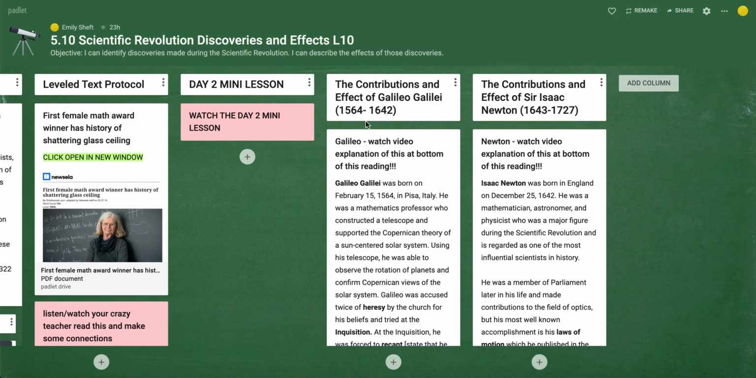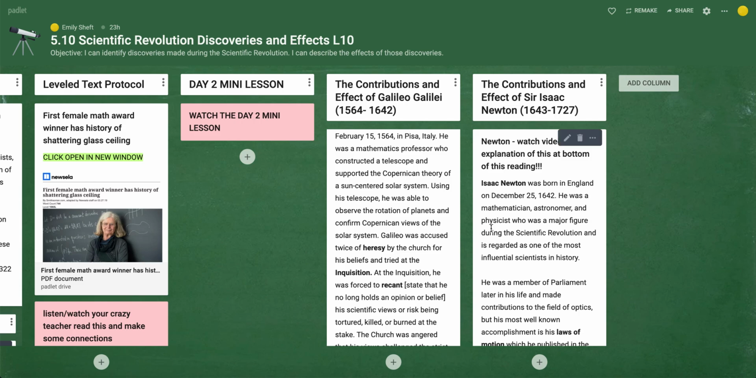So make sure that you're looking at Day 2, and we're just looking at Galileo and Isaac Newton. The reading for both of these is going to help you with the first few questions. For instance, Galileo is most well known for supporting the Copernican theory of a sun-centered solar system. So this is heliocentric. The sun is at the center of the solar system, and this is what we rely on today. It's what we believe in today.